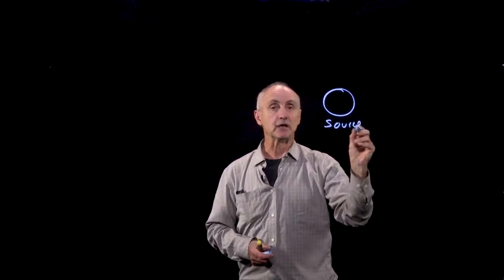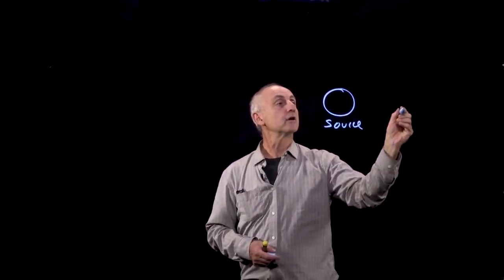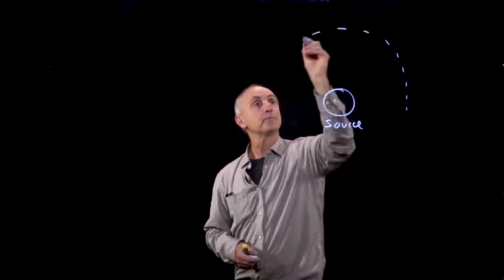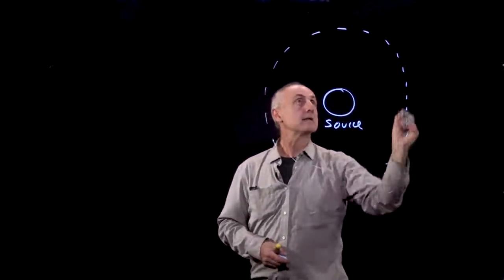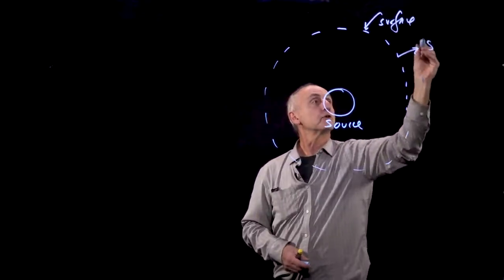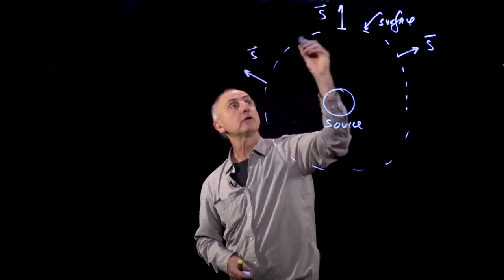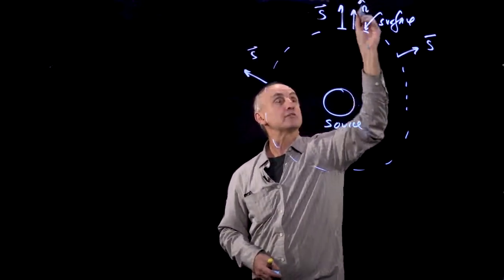Let's discuss now an example of the application of power and the Poynting vector for electromagnetic waves. Let's suppose we have a source of electromagnetic waves, and we have a surface here, S, and on that surface we have a Poynting vector that's pointing radially outward in the same direction as n hat.